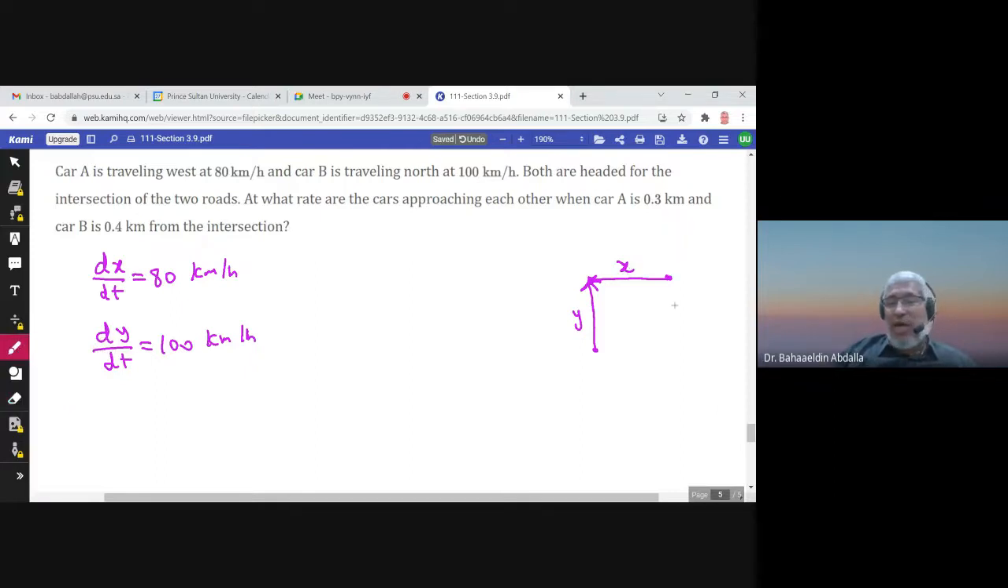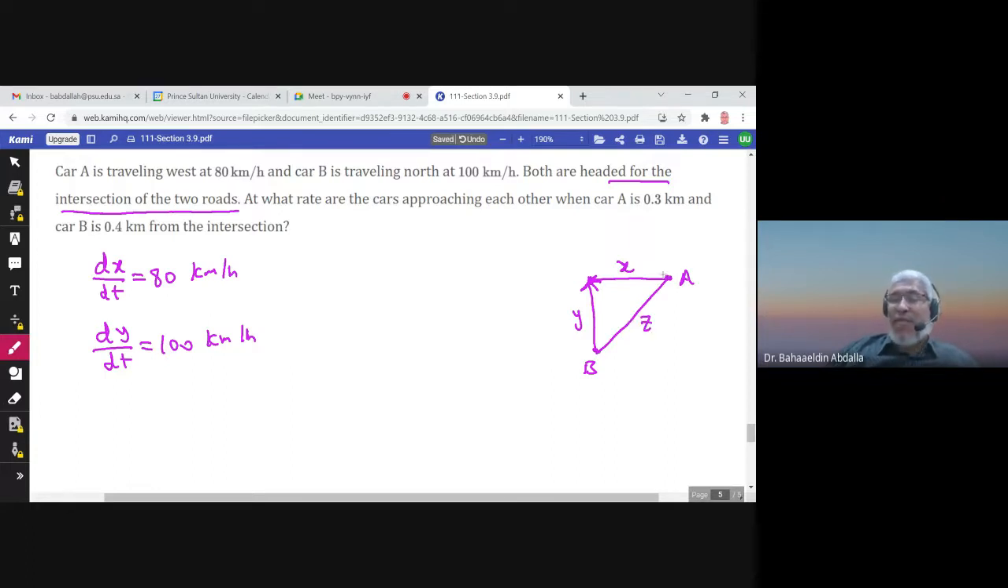So this is car A traveling west. This is car B traveling north, and they are headed for the intersection of the two roads. So this is the road, and this is the road, and this is the intersection. They are heading to the intersection. Now the distance between them when they are here, this is the distance between them. Let us call it Z.